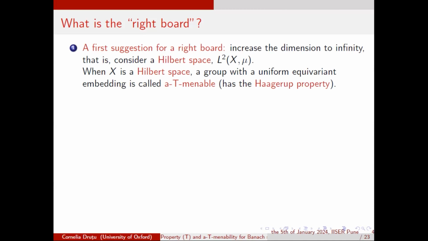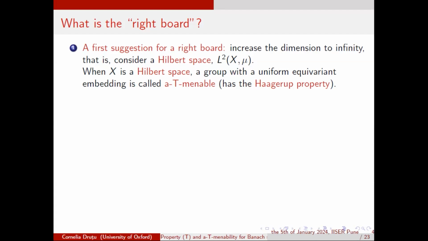The group having this representation, so having a uniform equivariant embedding in the previous sense, is called a-T-menable, or equivalently, we say that such a group has the Haagerup property. It's an important property. Many groups satisfy it, but many groups don't, as we shall see. So let's see what this would give us.